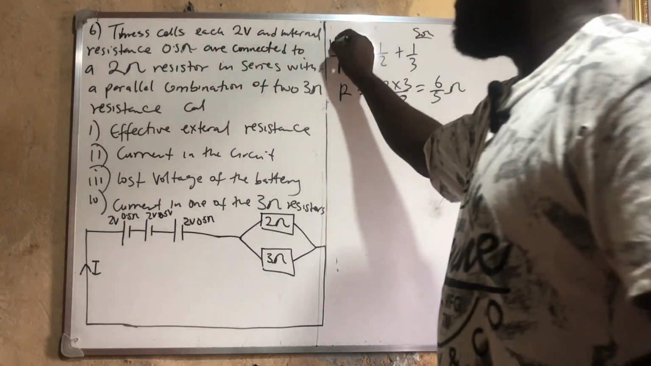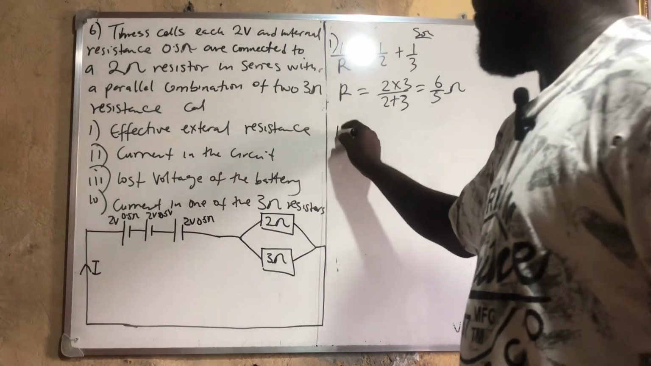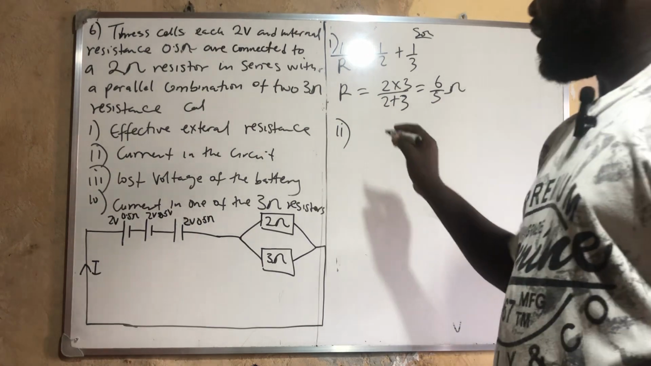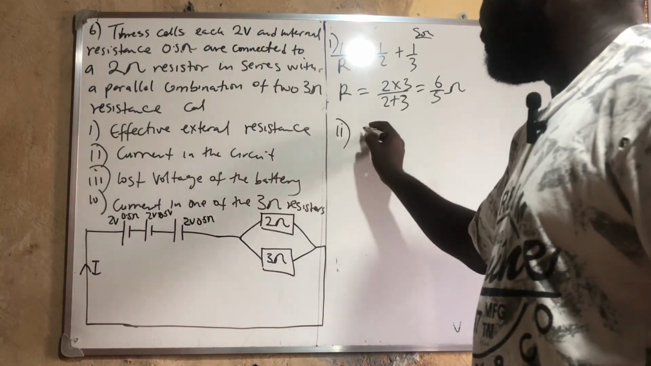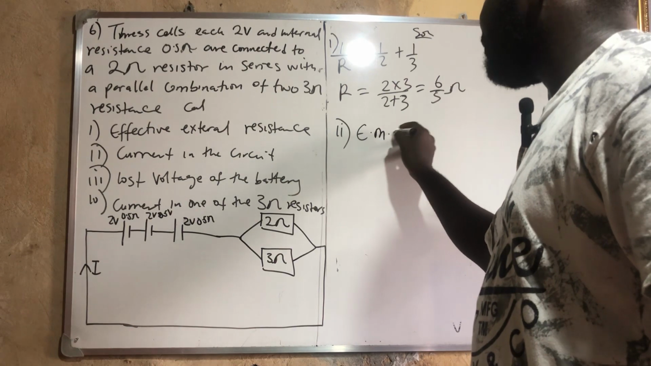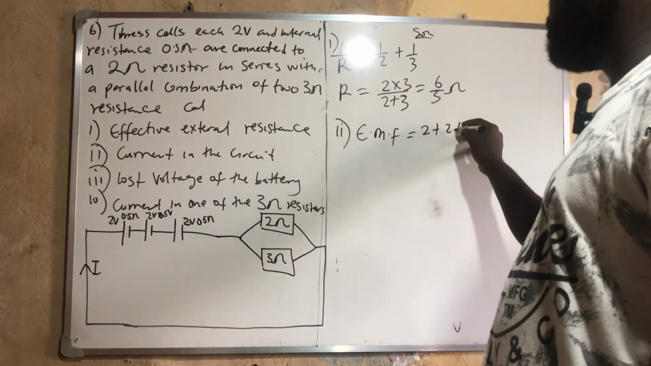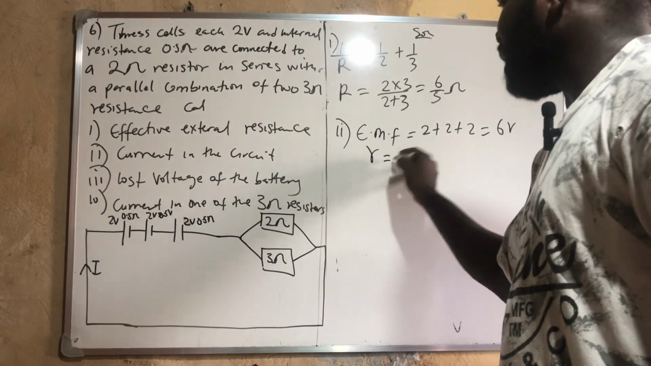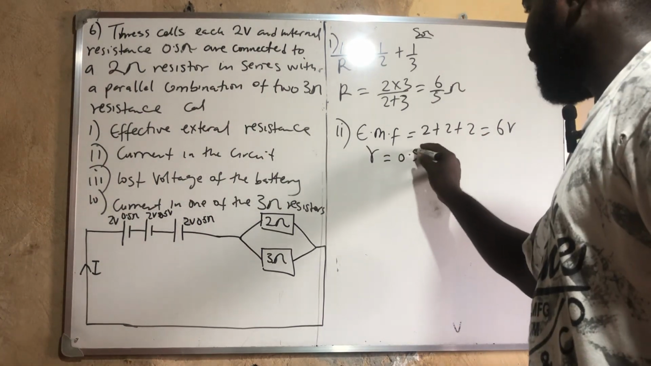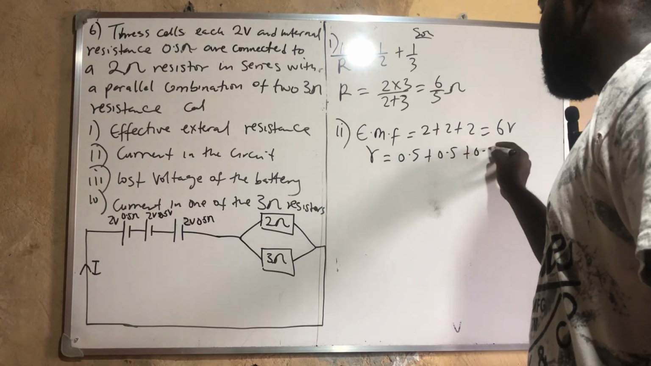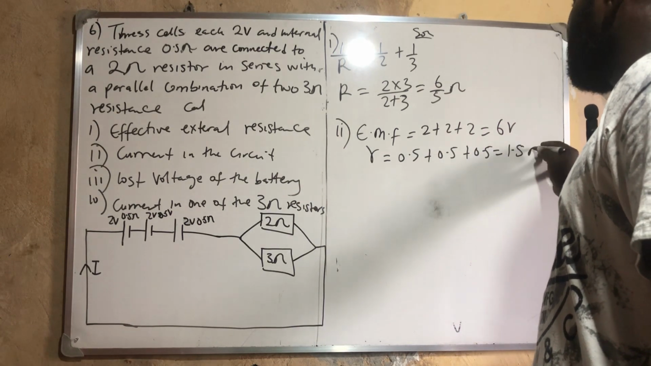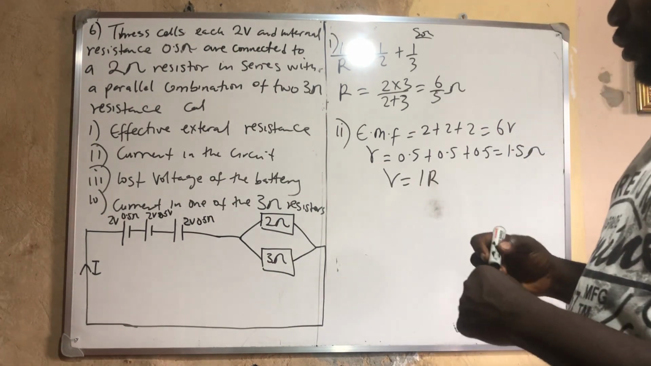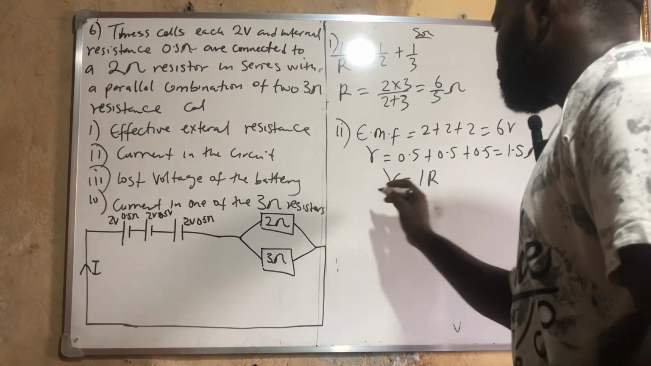I've gotten my R. Very simple question. Then my I, they said the current in the circuit. Okay, the current in the circuit. First of all, since they are in series, my total EMF will now be what? 2 plus 2 plus 2, which is what? 6 volts. My total small r will now be what? In series again, 0.5 plus 0.5 plus 0.5, which is what? 1.5 ohms. And I will tell them that what? V is equal to IR. But I'm not using V. I will change my V to what? To my EMF.